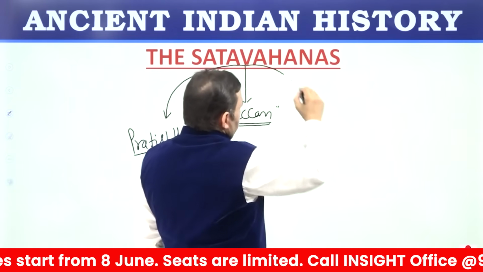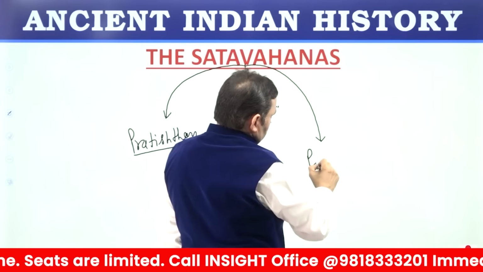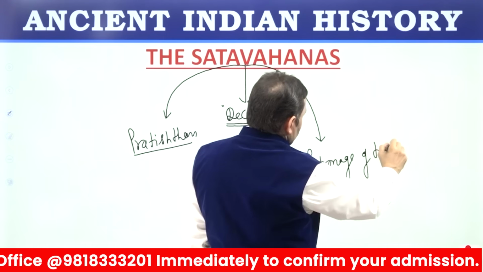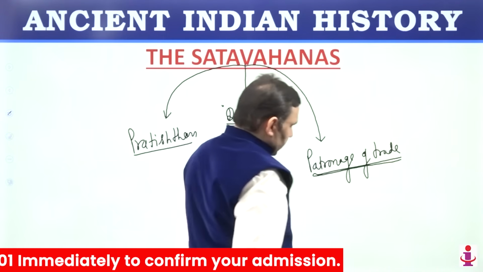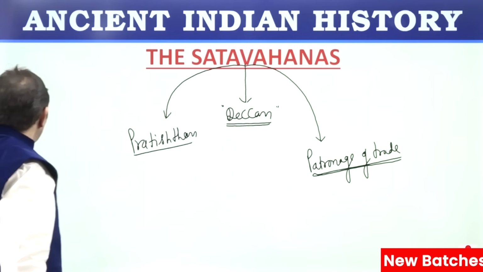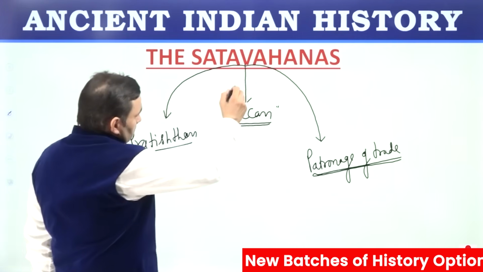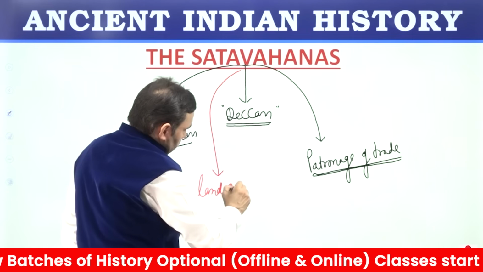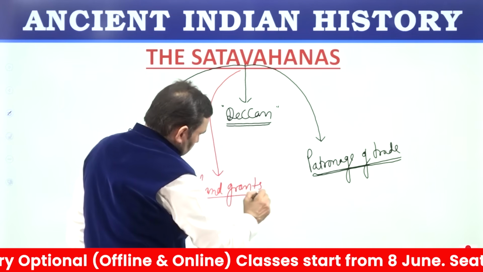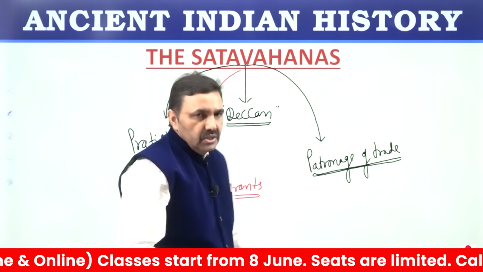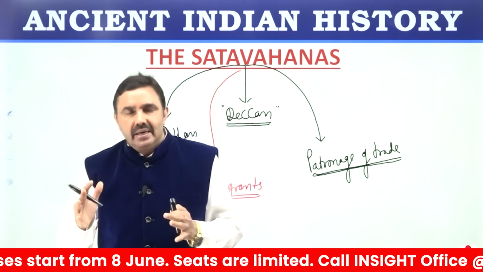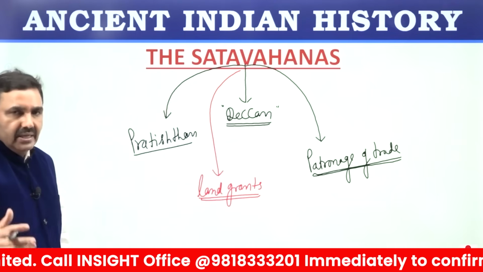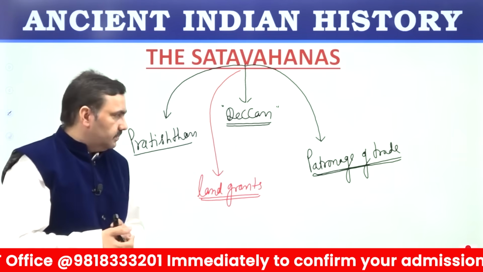Satavahanas are famous in history for promotion of trade or patronage of trade. They promoted trade relationship with the Roman Empire. Indo-Roman trade was highly developed. Satavahanas are also famous because they started the tradition of land grants. Satavahanas were the first to issue land grants to somebody, and this somebody was a Brahmana priest. They issued land grants to Buddhist monks, Buddhist monasteries also.